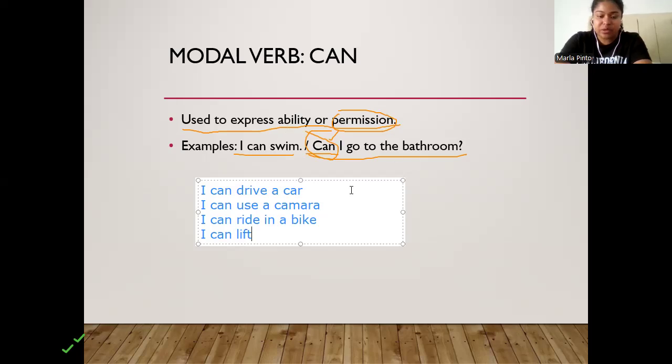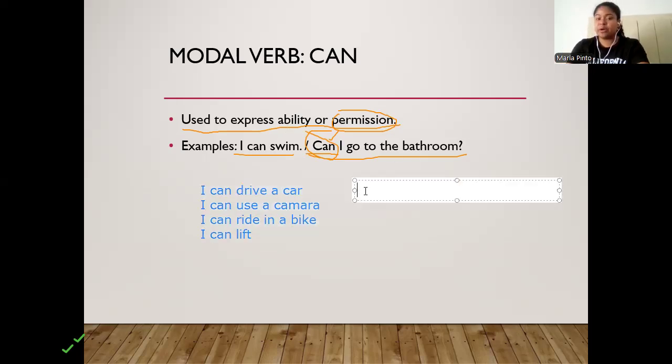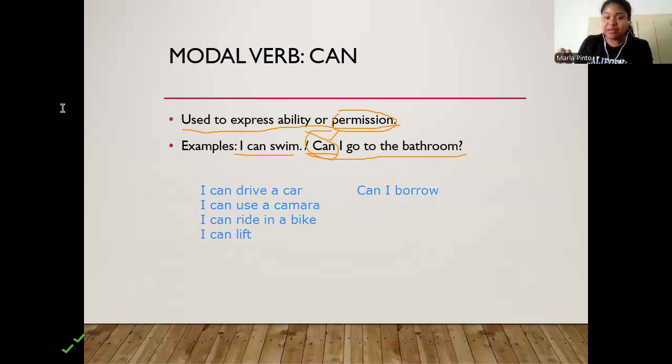But now, let's see another part, for permission. For example, we have this example here: Can I go to the bathroom? But now, let's see other examples like, hey, can I borrow? When we are using can I borrow in this context, borrow is when you are trying to take something that is someone else's.